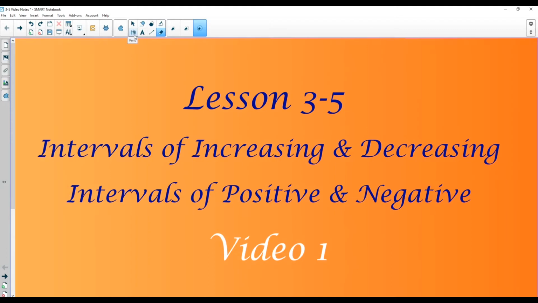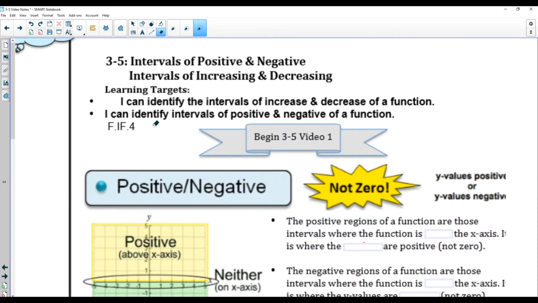Welcome to lesson 3.5. We are going to cover intervals of increasing and decreasing as well as intervals of positive and negative. In this first video, though, we are going to talk about intervals of positive and negative. So, as I said, the learning targets for this is that you're going to learn how to identify the section of the graph over which the function is increasing, the section over which it's decreasing, and then the section where it's positive and negative. So, let's start with this positive and negative.